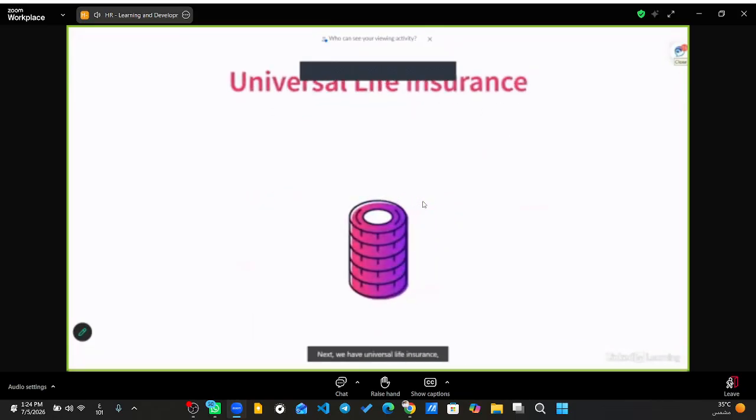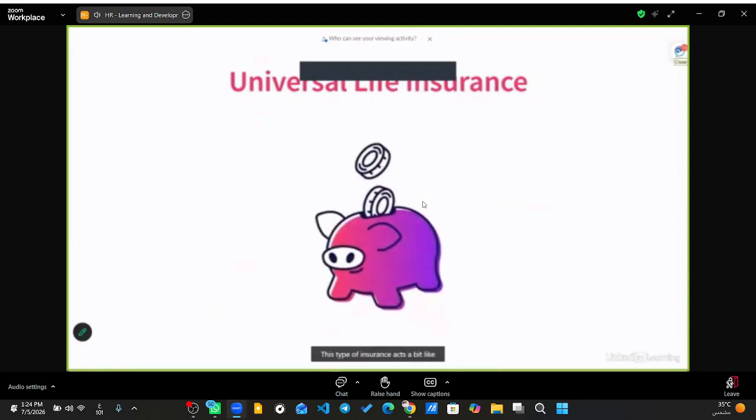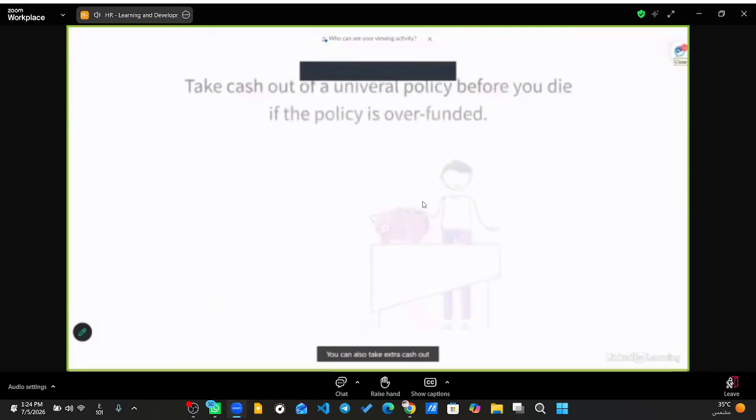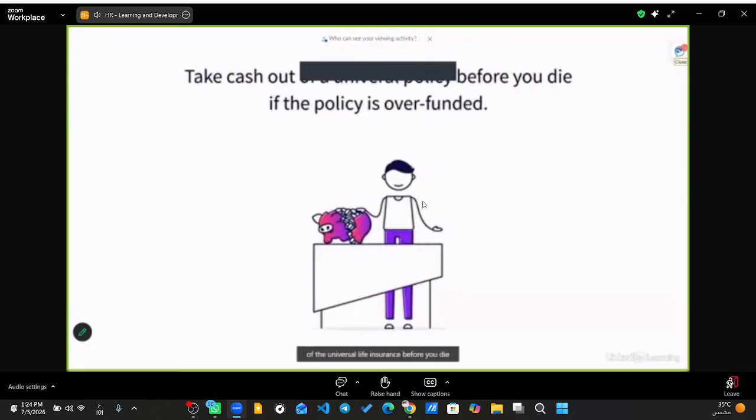Next, we have universal life insurance, which is just a type of cash value life insurance. It's just like traditional whole life insurance in that you get a payout whatever age you are when you die. This type of insurance acts a bit like a savings account too. You can put extra cash into it, and the cash will be paid out to your family with interest when you die. You can also take extra cash out of the universal life insurance before you die if the policy is overfunded. There are very specific rules about taking money out of the policy, though, so you do need to be careful if you're going to do this.